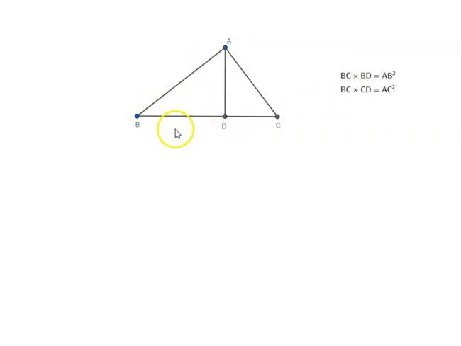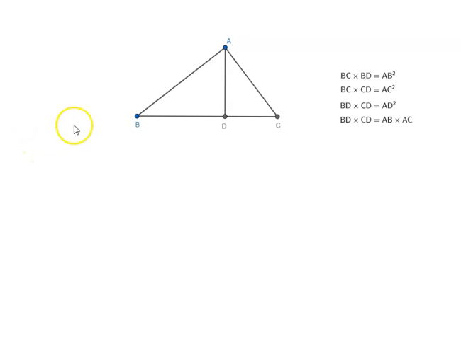The rectangle BC by CD equals the square on AC. The rectangle BD by CD equals the square on AD. And finally, it says BD by CD is equal to AB by AD, rectangles. So let's see how to prove all these four statements.